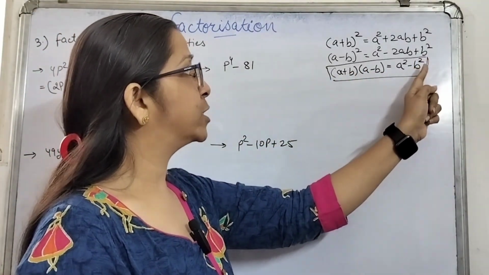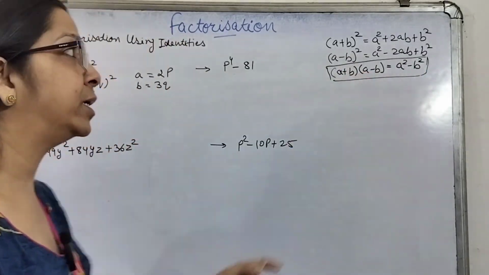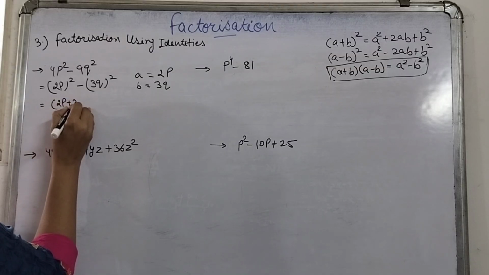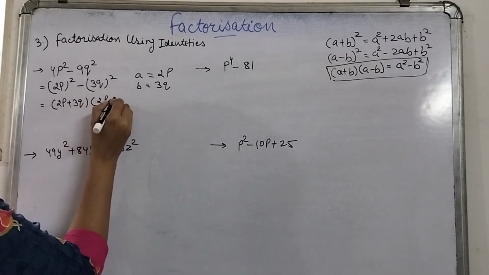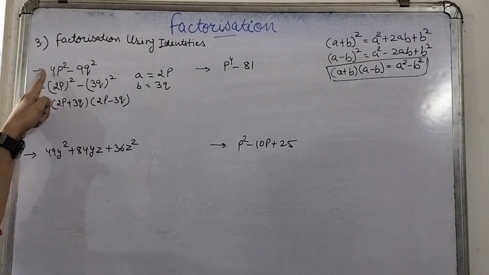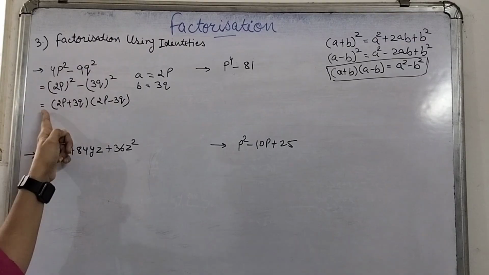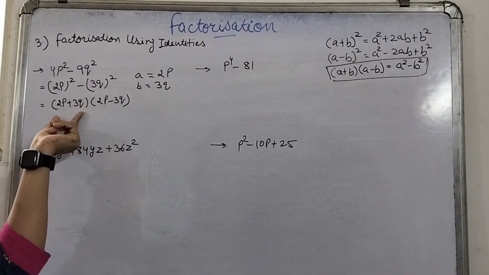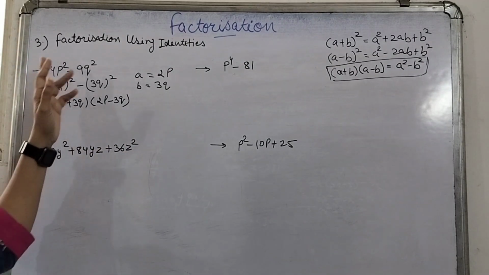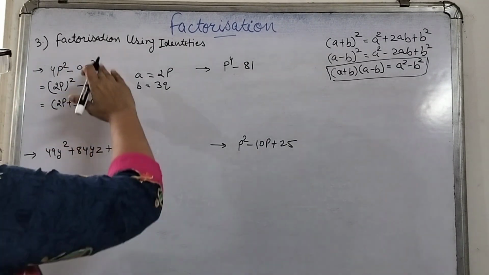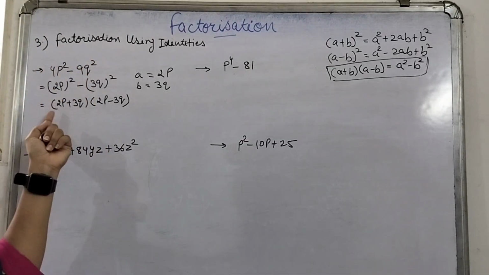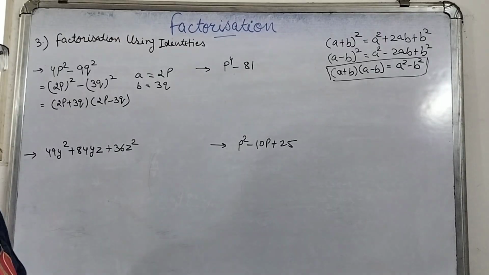So a square minus b square could be written as (a plus b)(a minus b). So this could be written as, a is 2p, (a plus b)(a minus b). This is how we can factorize the given expression, 4p square minus 9q square, as (2p plus 3q) in one bracket and (2p minus 3q) in another bracket. This is how we can factorize using the identity. Directly we have written the given expression as a product of these two expressions.